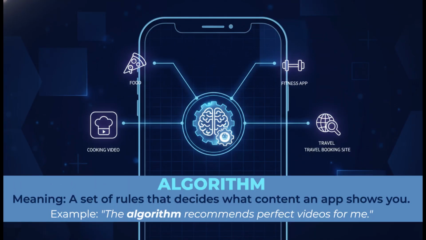Word 8 is algorithm. This is a set of rules that decides what content an app shows you. You might say, the algorithm on YouTube always recommends perfect videos for me. This is the brain behind your feed. The algorithm knows I love cooking videos.